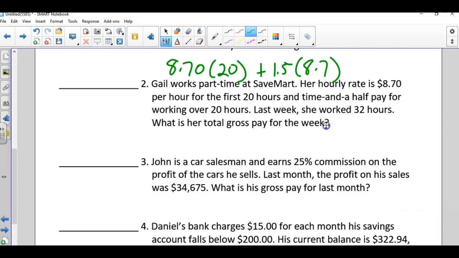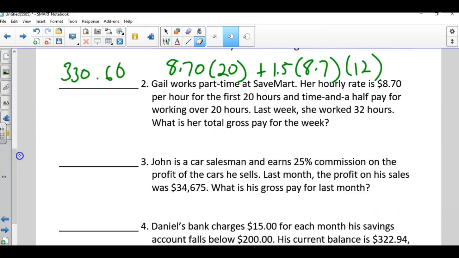So now let's find out the overage. 32 minus 20 is 12 hours, so she has 12 additional hours. Remember, she worked 20 hours for $8.70. Anything over that, which is the remaining 12 hours, she gets time and a half of her regular pay. So this is the equation we're going to put in: 8.7 times 20 plus 1.5 times 8.7 times 12. And that gives us $330.60.